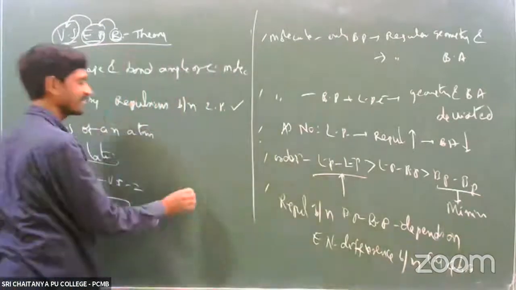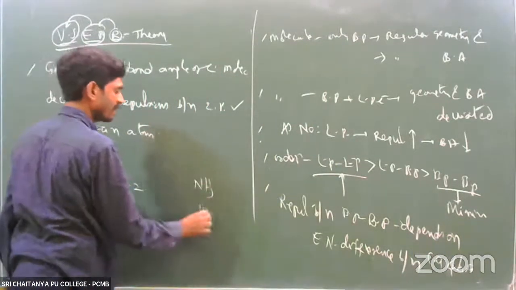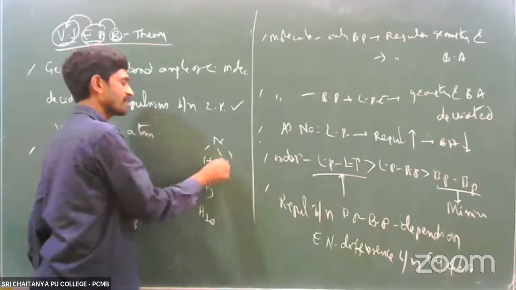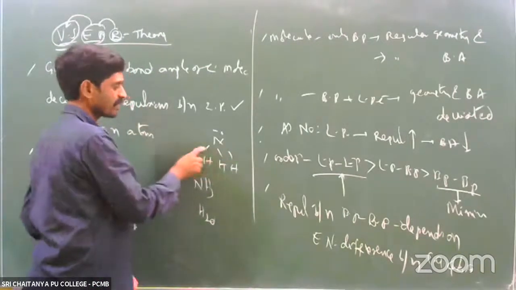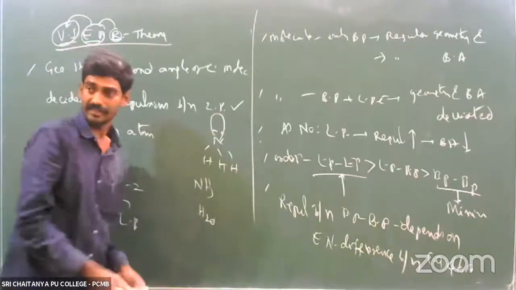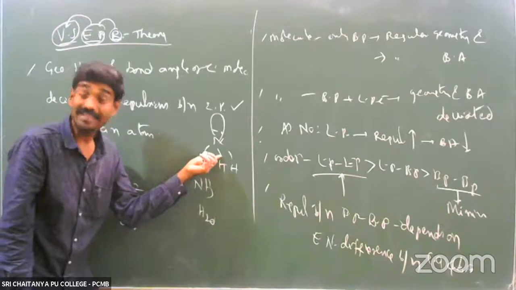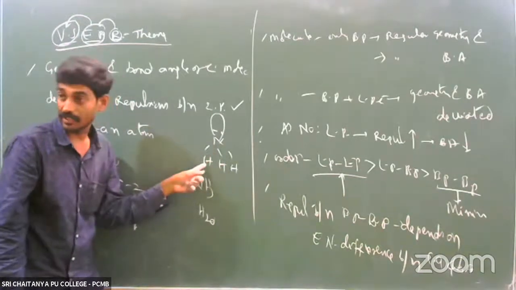For example, take ammonia and H2O here. Ammonia forms three covalent bonds here. These are bonded, and there is a lone pair. Between these two bond pairs, repulsions are also there. This depends on the electronegativity difference between the nitrogen and hydrogen.